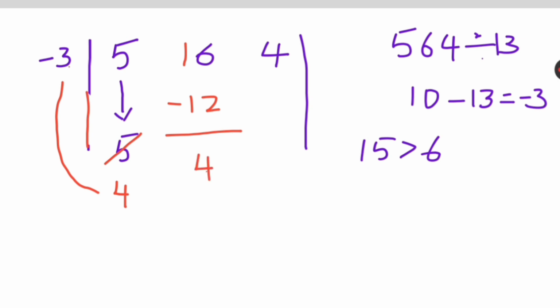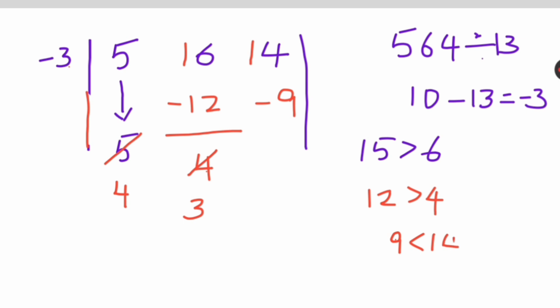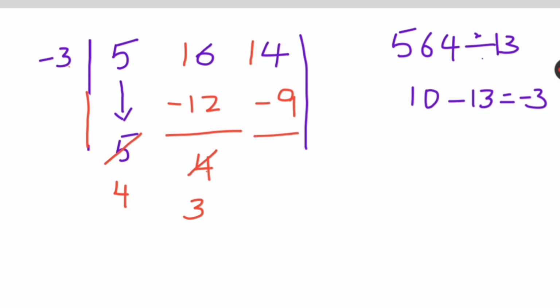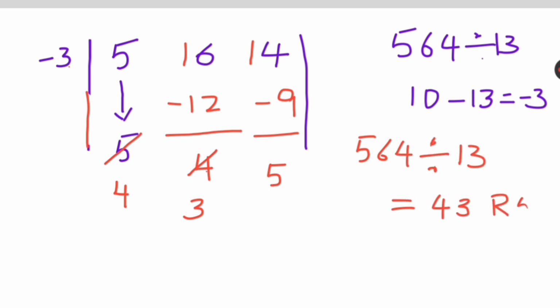Now 3 times 4 is 12, and here 12 is also greater than the top number, which is 4. So again you need to remove 1 ten here and add it to the 4. Now you need to do 3 times 3. 3 times 3 is 9, which is less than 14. So you can easily subtract. Subtracting 14 minus 9, we are going to get 5 here. So when you do 564 divided by 13, the quotient is 43 and the remainder is 5. Like that you have to do the division.